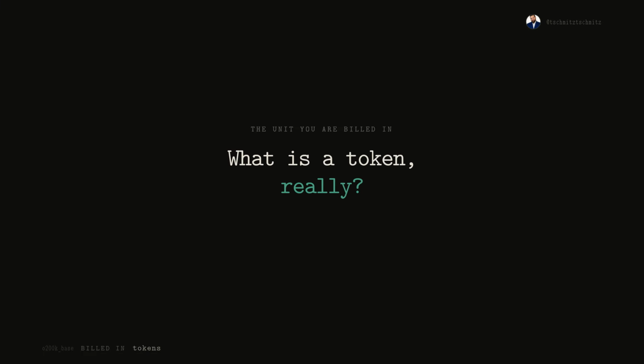You pay for AI by the token. Nobody ever shows you what one is. So here is a fair question. If you send the same sentence in two languages, do you pay the same price? You do not. And the gap is far bigger than you would guess.